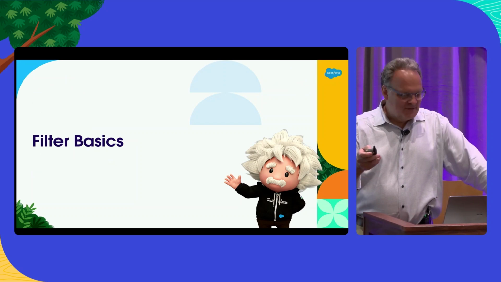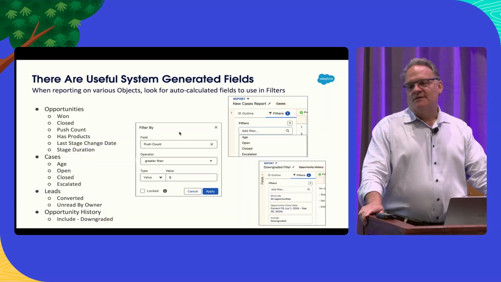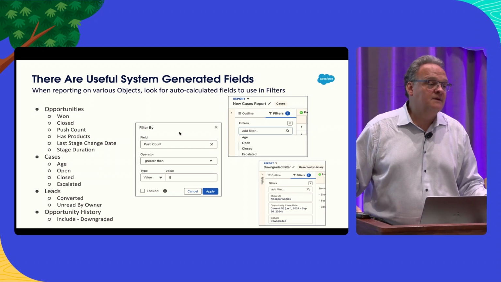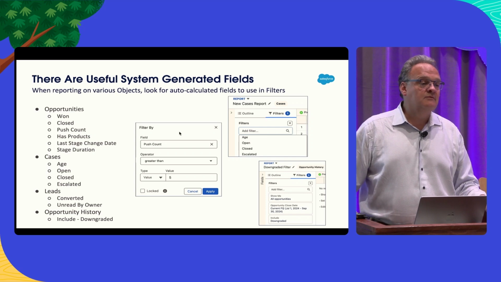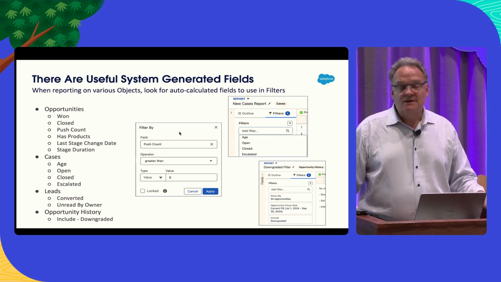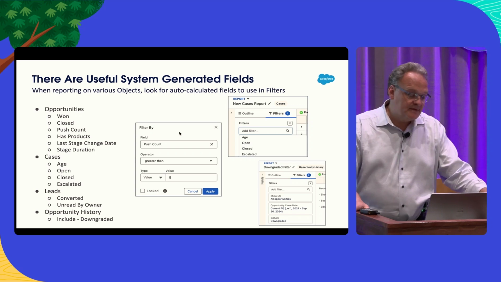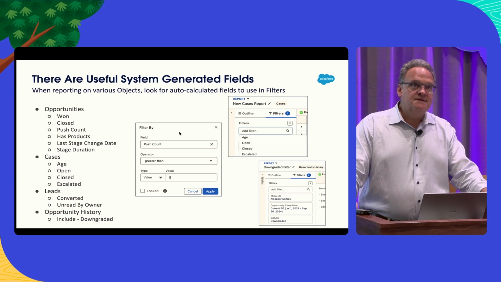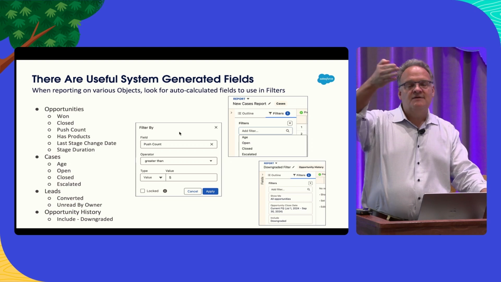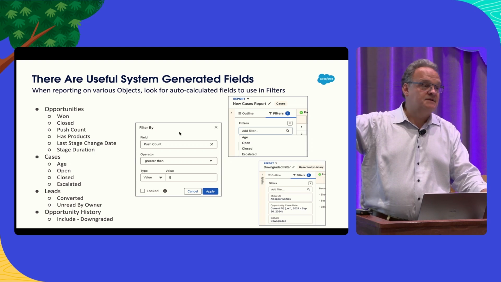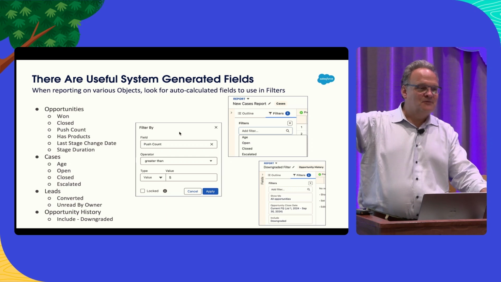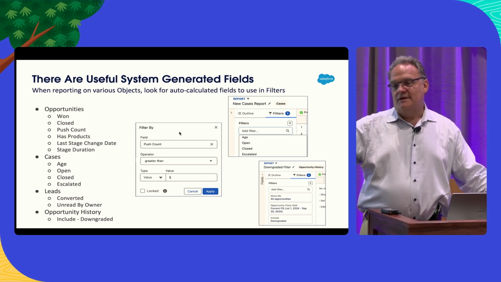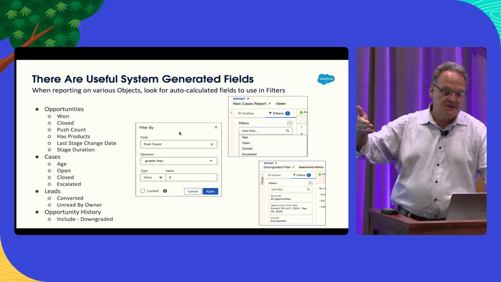All right, let's do some filtering basics. Did you know that there are quite a few system-generated fields? These are system-generated formula fields that are available to us when creating reports. We can display these fields. We can also use them in filtering. On opportunities, there's quite a handful of them. And instead of, for example, filtering on the 7 open opportunity stages that you have, hint, hint, those change over time, right? Instead of doing that, you could say closed equals false. And then you don't have to change them every single time that the stages change.